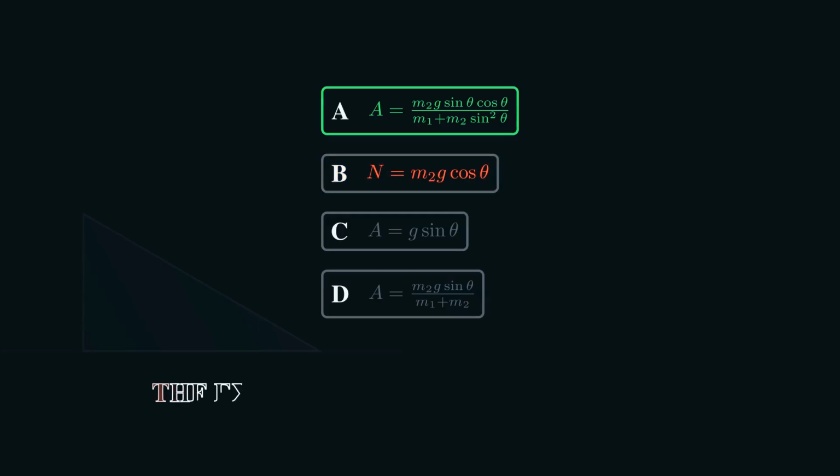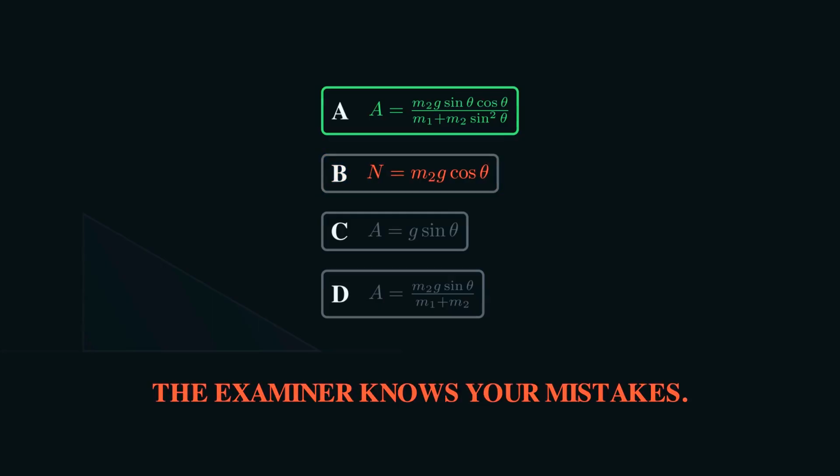So please remember this, friends, the normal reaction is not some formula to memorize. Every single time contact meets acceleration, you calculate it fresh, from scratch. And be careful in your exam, the paper setter has quietly placed a wrong option for each little mistake you might make. So don't walk straight into the trap.